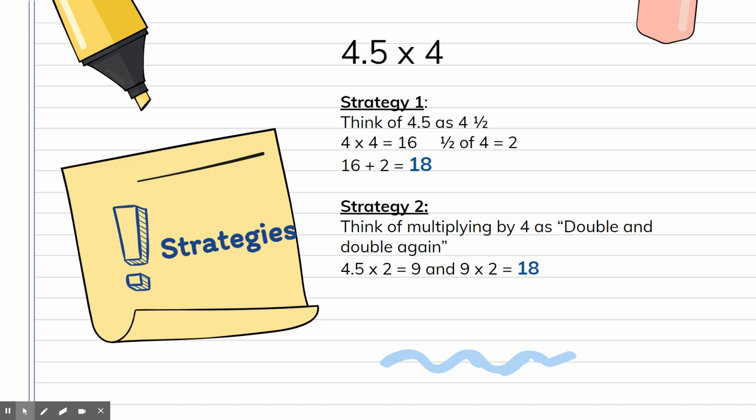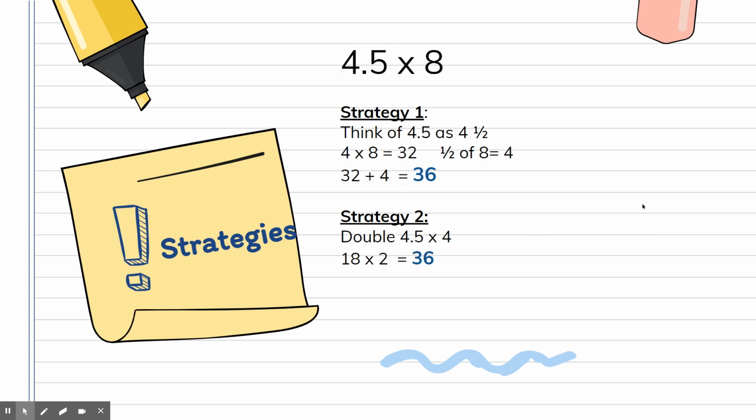Another strategy you can use for this problem is thinking about multiplying by 4 as double the number and then double it again. So if I double something, I've multiplied it by 2, but if I double it one more time, I've multiplied it by 4. So I can think 4.5 doubled, or 4.5 times 2, is 9, and then 9 doubled, or 9 times 2, is 18.